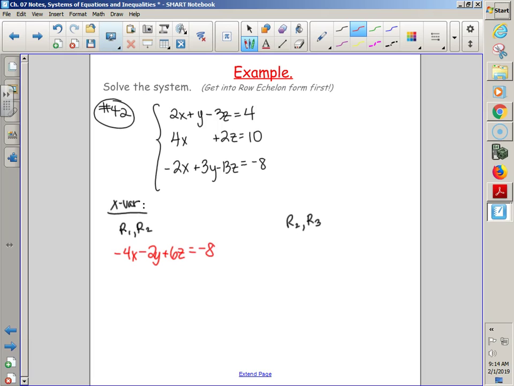Have you guys ever been trying to do something and talk about it at the same time and everything gets wonky? Either you start doing it wrong or you start speaking it wrong. Life of a teacher every single day. Anyway, so multitasking, it's hard. So 4x plus 2z equals 10.